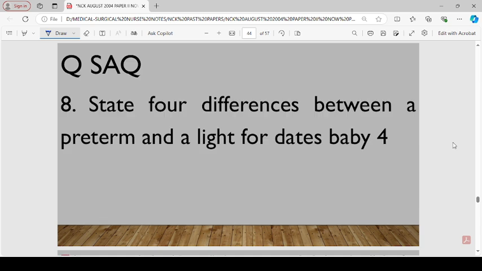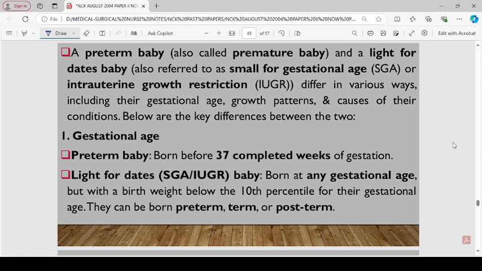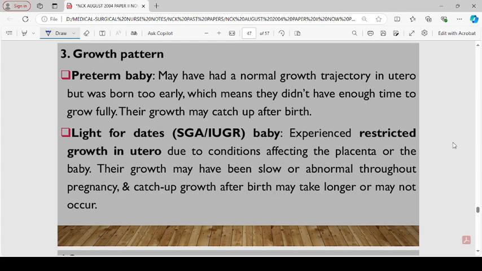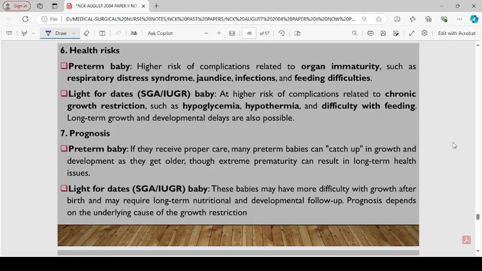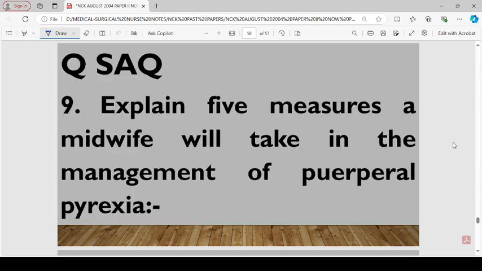Question number 8, state the difference between preterm and light for dates baby. Remember, preterm baby is also referred to as the premature baby, while a light for dates baby is referred to as small for gestational age or intrauterine growth restriction. Both differ in so many ways in terms of the gestational age, the birth weight, the growth pattern, and some of the causes and the physical appearance, along with health risk prognosis, right?